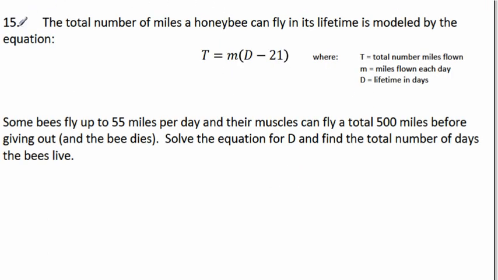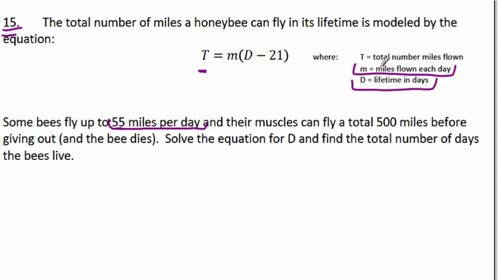And lastly, number 15. We have done 15 problems today. That's fantastic. The total number of miles a honeybee can fly in its lifetime is modeled by the equation: total number of miles equals the miles flown each day, that's what M is, times the quantity D minus 21, where D equals the lifetime of the bee in days. It's how many days the bee lives. Some bees fly up to 55 miles in one day. That's a lot.